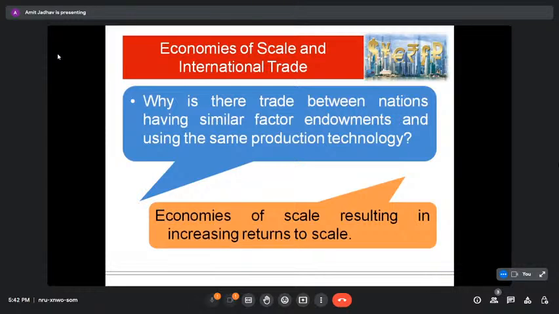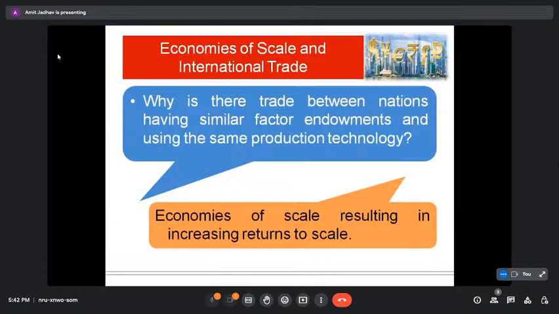The question that arises is: why is there trade between nations that have similar factor endowments and use the same production technology? If some countries have similar factor endowments, and as well as they have the same technology, why is there trade? So the answer is that there will be trade because of the economies of scale. This economy of scale is different, and that's why such countries have trade. They are able to do trade between them.